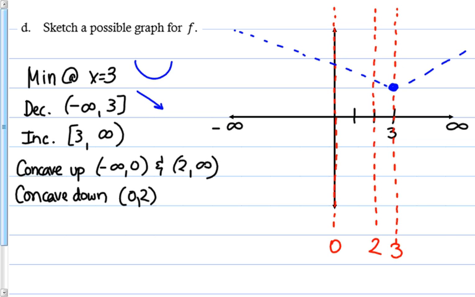Concave up. It is concave up from negative infinity to 0. So this has to look like a happy face, right? Happy face. And then it's concave down from 0 to 2, so that's going to have to look like a frowny face.